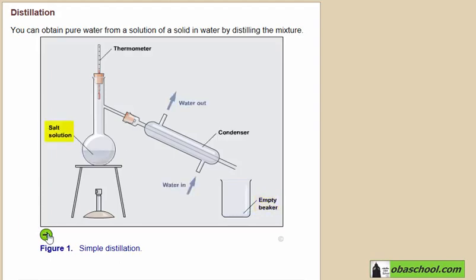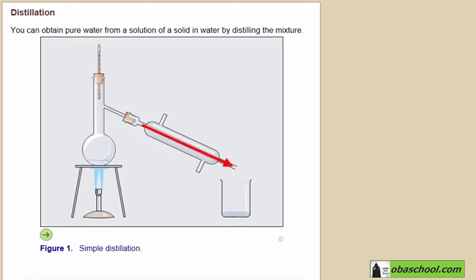So again, here we have a salt solution, which is a mixture of salt and water. We need to collect pure water. We will start heating. As the temperature increases, water will turn into vapor and it will pass into this condenser. Then it will be collected in this receiving flask.